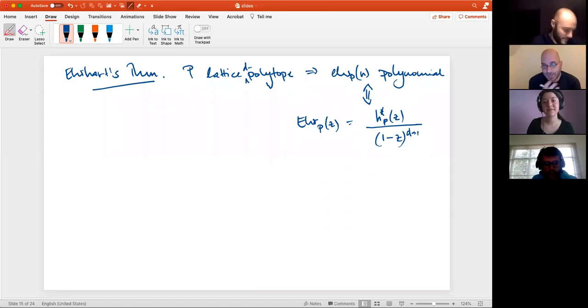For this last sequence, this has nothing to do with Ehrhart polynomials. Once you stick a polynomial of degree d into a generating function, it evaluates to a rational function for which we know the denominator. It's 1 minus z to the degree plus 1. So this is for some polynomial h star of degree less than or equal to d.